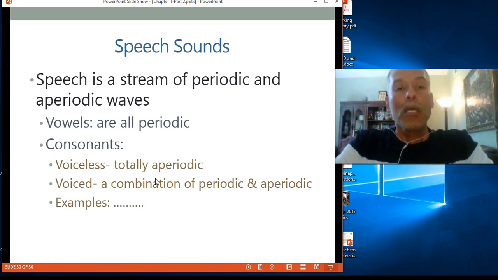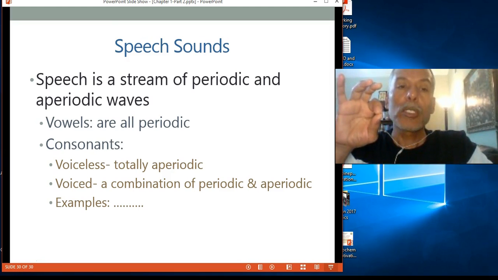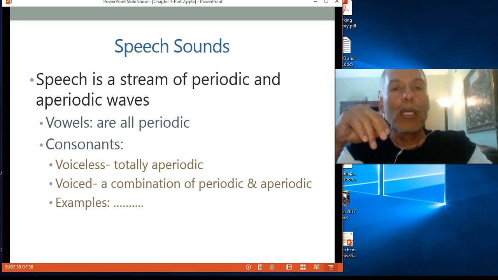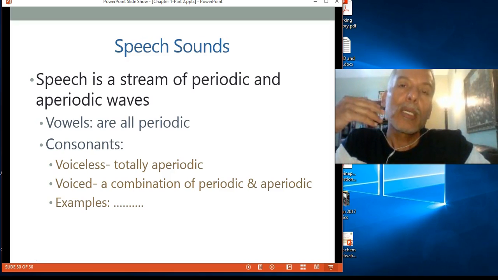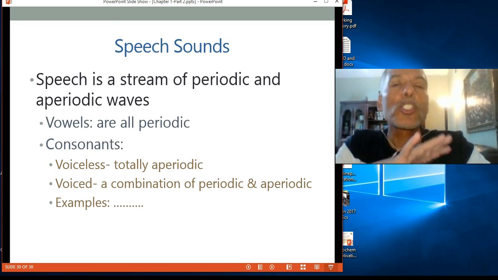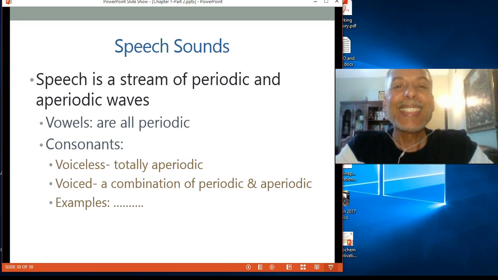Speech sounds. Speech is a stream of periodic and aperiodic waves mixed together. Vowels are all periodic, all pure tones, like ah, oo, e, o. All of these are pure tones made by the vocal folds. Consonants always have an obstruction in the vocal tract, and many of the consonants are made with no vocal fold vibration whatsoever. Let's take some. S.